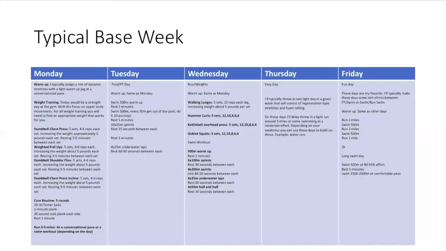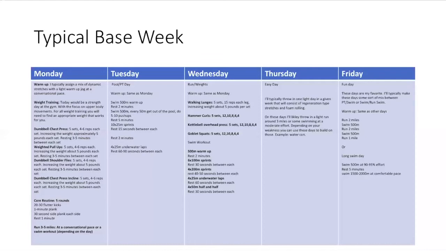And after you do those 4 lifts, you're going to move on to a core routine, 5 rounds, 20 to 30 flutter kicks, pretty standard. I'm sure you know what flutter kicks are. 1 minute plank, 30-second side plank each side, and rest 1 minute. So you do that 5 times through, resting 1 minute after each of those exercises.